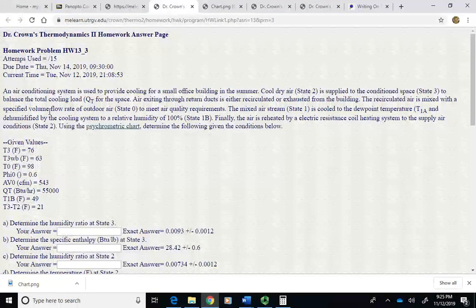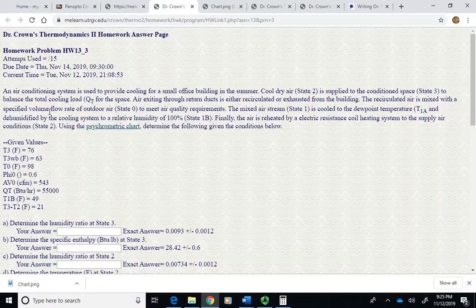Okay, the final homework here is putting everything together. So I've got air conditioning systems providing cooling for a small office building in the summer. I've got cool dry air at state 2, just like the last problem, supplied to a conditioned state where it gets heated and humidified. This is done in such a way that the sensible and latent added together gives me the total QT for the space.